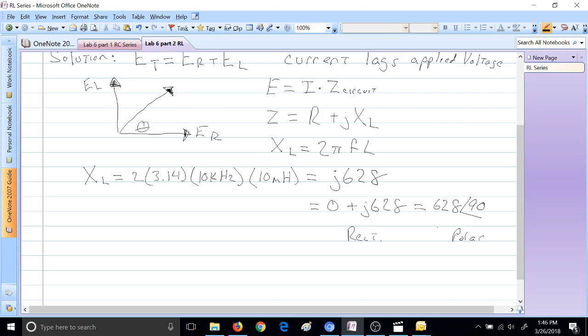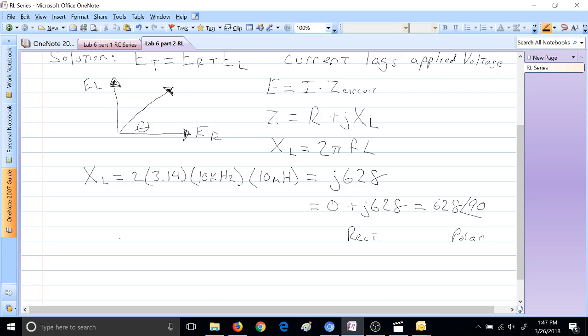And this is actually kind of good to do in case you need to do addition, which is real easy to do in rectangular, or if you're going to do multiplication and division, which is much easier to do in polar notation. Okay? So where do we go from here?